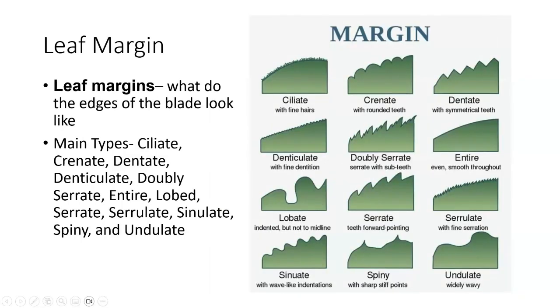Another thing to look at is the leaf margin. So remember, the margin is that edge of the leaf. And there are different types of leaf margins. This again helps us with identifying a plant.